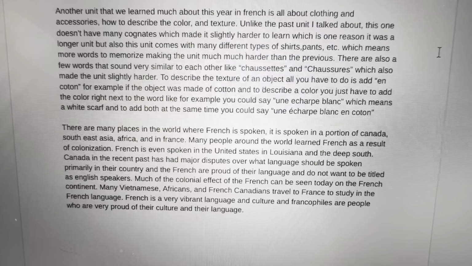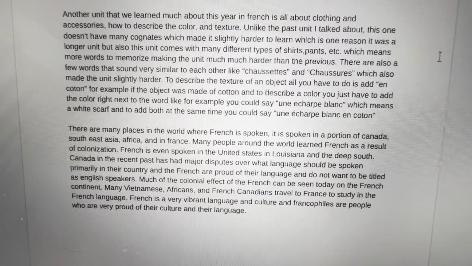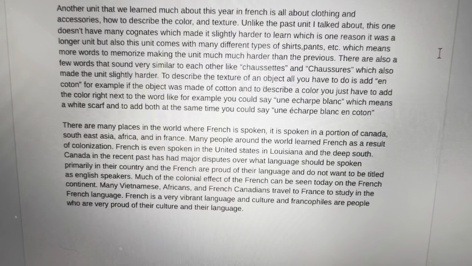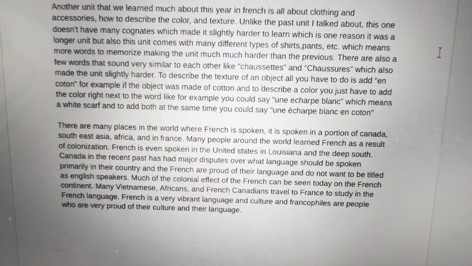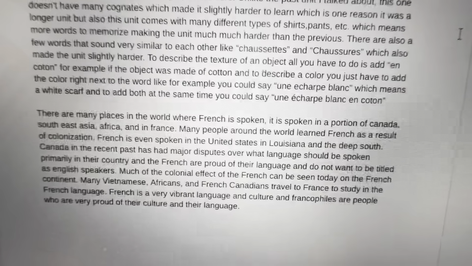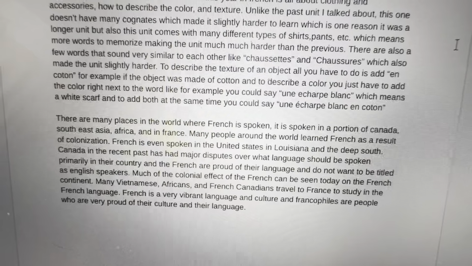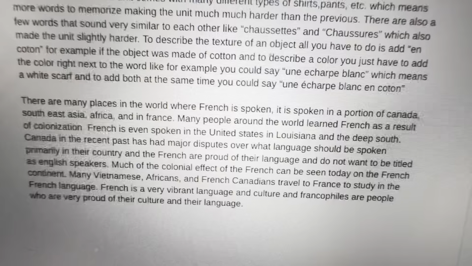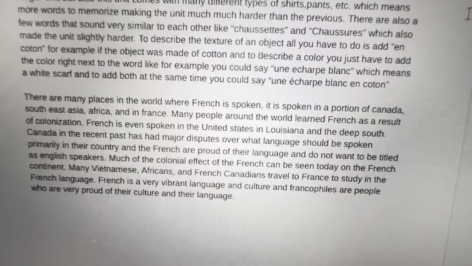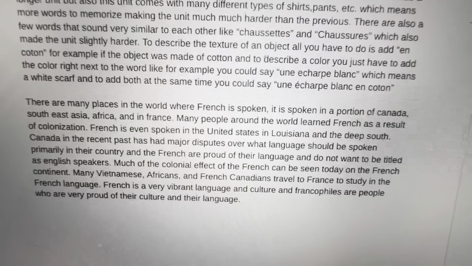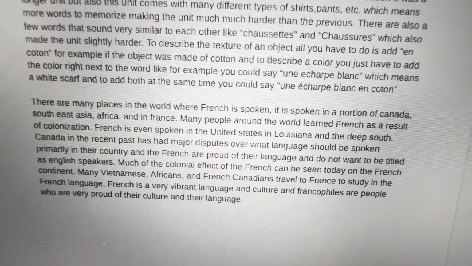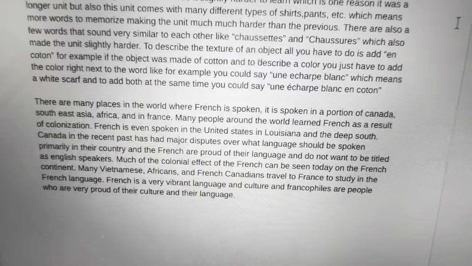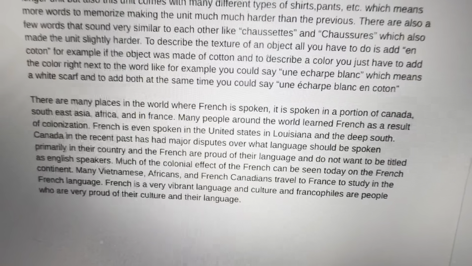Canada, in the recent past, has had major disputes over what language should be spoken, primarily in their country, and the French are proud of their language and do not want to be titled as English speakers. Much of the colonial effect of French can be seen today on the French continent. Many Vietnamese, Africans, and French Canadians travel to France to study in the French language. French is a very vibrant language and culture, and Francophiles are people who are very proud of their culture and their language.